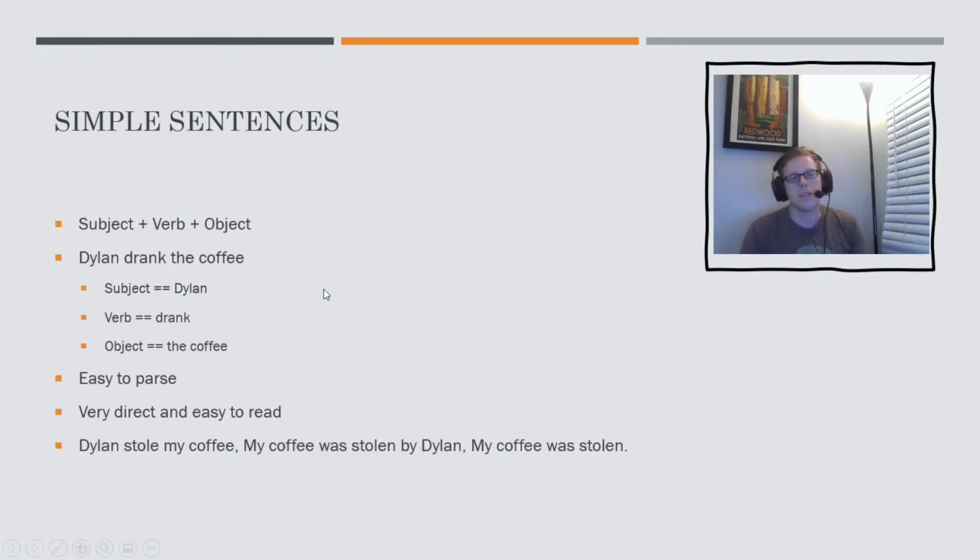Now, we assemble these words. As we assemble these words, we build sentences. And the basic sentence type in English is a subject, followed by a verb, followed by an object, or SVO. Dylan drank the coffee is an example.